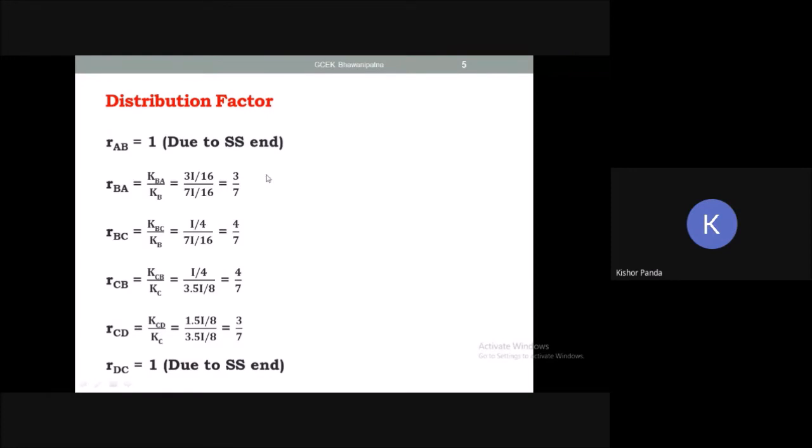Then after getting the distribution factor, you have to go for the balancing and the carryover of the moment. The iterative process you have to carry on. First you draw the continuous beam. This is the continuous beam. First you write the distribution factor. You know RAB is equal to 1. Then RBA is equal to 3 by 7. Then RBC is equal to 4 by 7. Then RCB is equal to 4 by 7. RCD is equal to 3 by 7. Then RDC is equal to 1. So in the corresponding column and in the corresponding box, write the distribution factor.